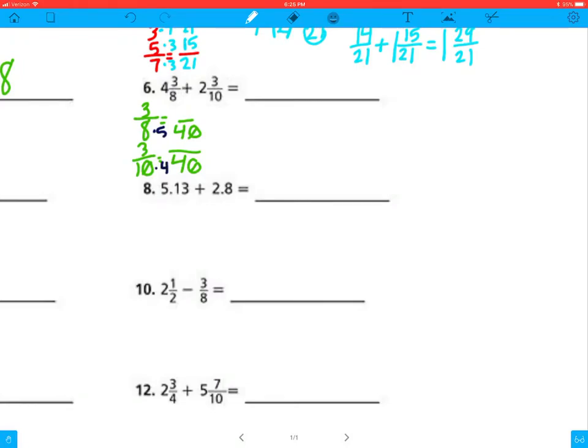So I multiply my denominator by 4 for the 10, and the 8 is 5. And I go through, I have 4 and 15/40ths, and I add 2 and 12/40ths, add straight across, 6 and 29/40ths.